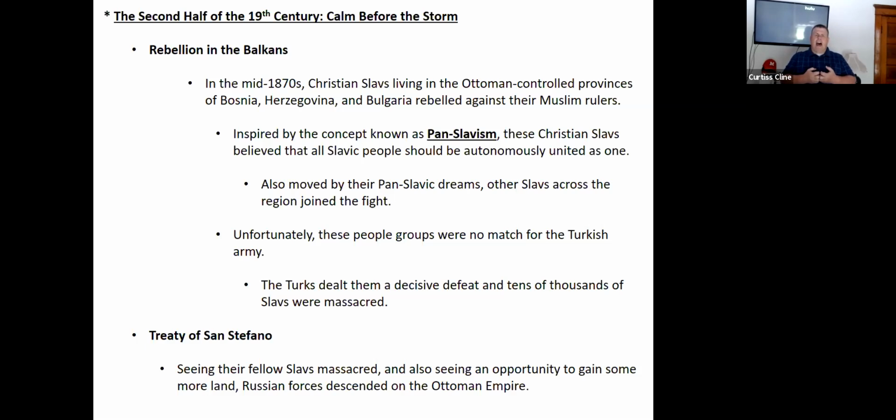And so what you get is a lot of people known as the Slavs who live in these areas, and they start believing they should be a nation. And this is called Pan-Slavism, that all Slavs, no matter what country they're in, should form one nation. Now, there is already one big nation that has a lot of Slavs in it, if you want to take any guess as to what that country is.